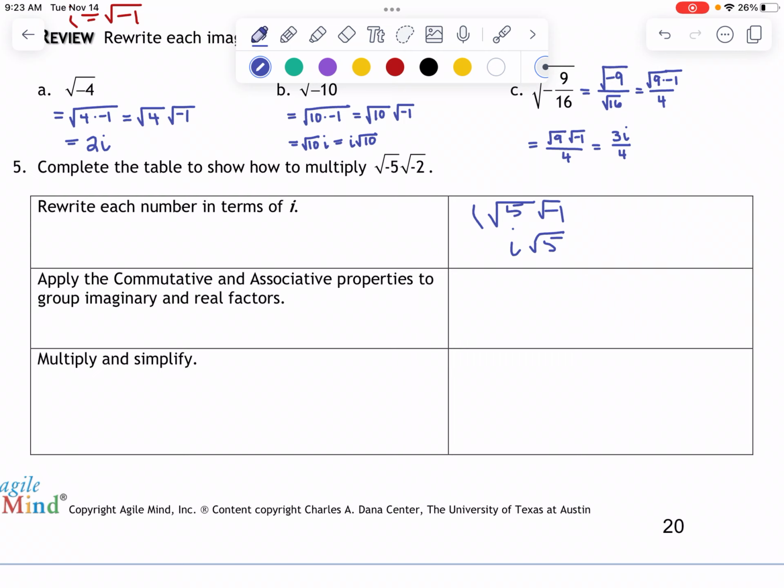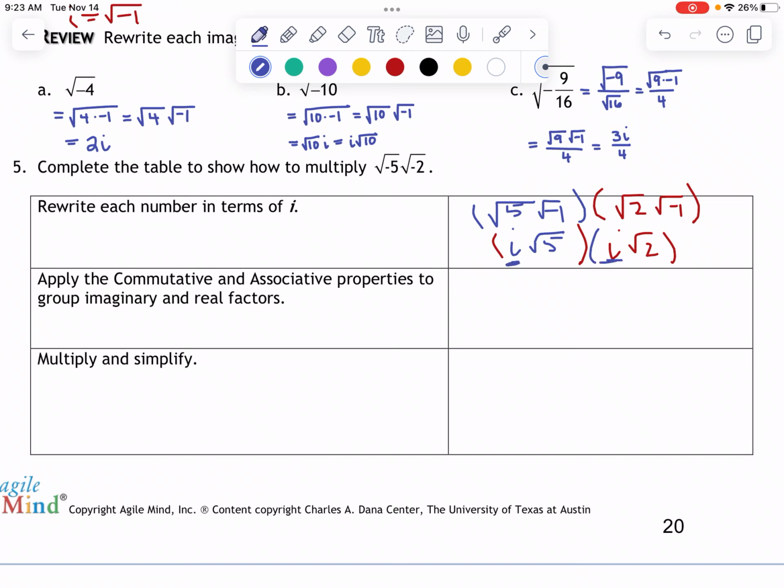Okay, so now I'm going to take that times my square root of -2 business, which I can rewrite as the square root of 2 times the square root of -1, which I know I can rewrite as i times the square root of 2. All right. So now it's saying apply the commutative and associative properties to group the imaginary and the real factors. Okay, so what that means is I'm going to reorder this.